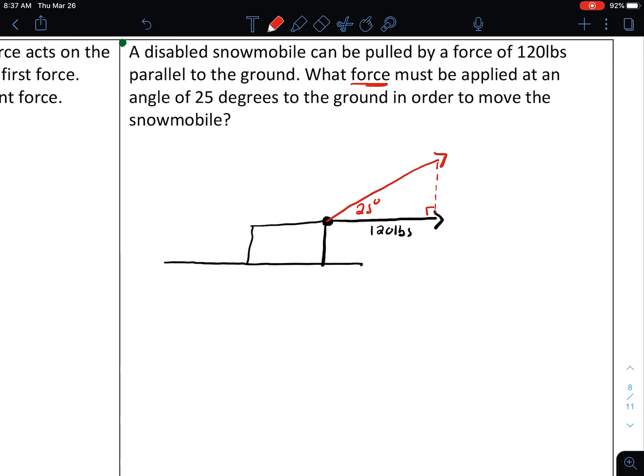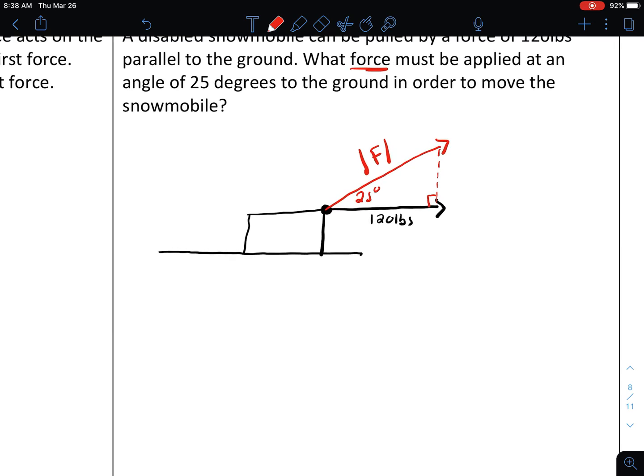Because the black vector, the 120 pounds, is parallel to the ground, this is going to form a 90. And so we want to know the magnitude of this force vector. Well, you would use the cosine function because you have angle, adjacent, hypotenuse. So cosine of 25 degrees is equal to adjacent divided by hypotenuse. And I would solve for F.